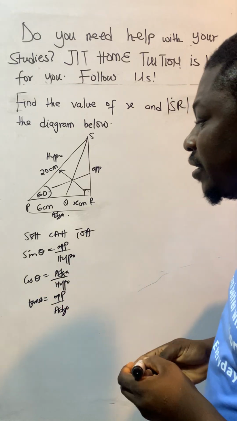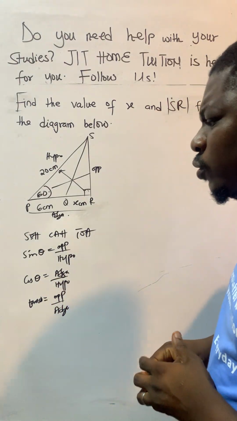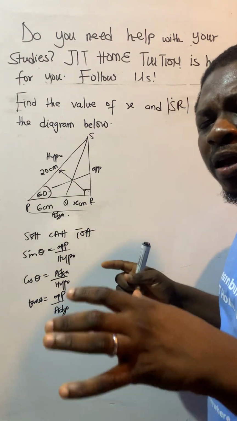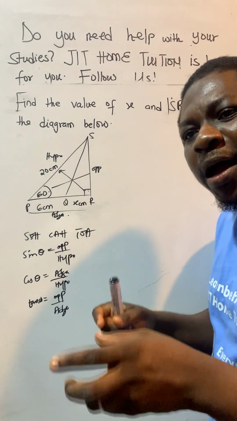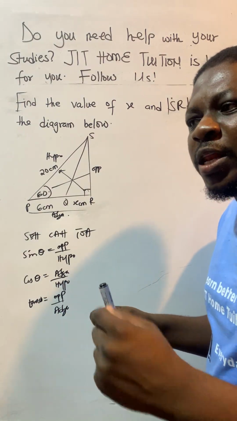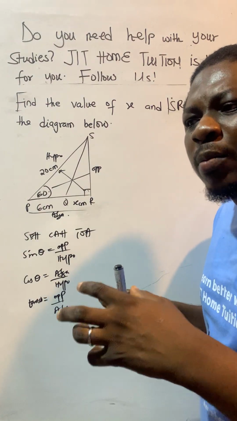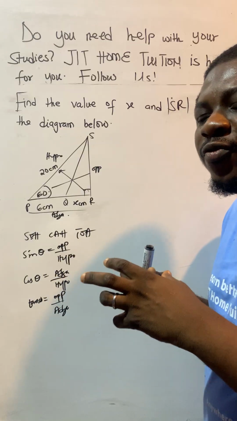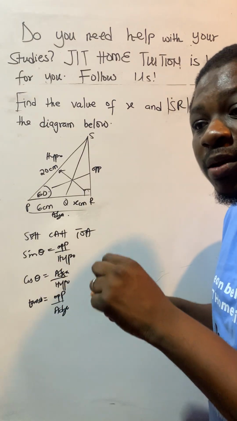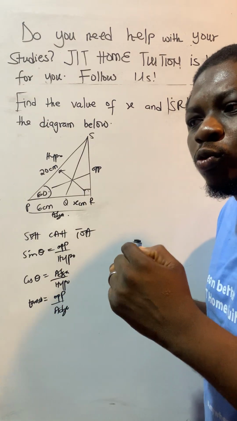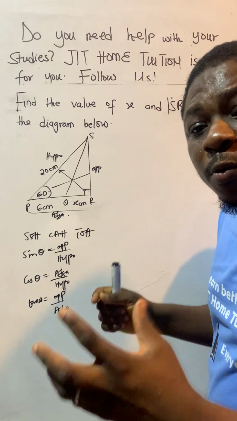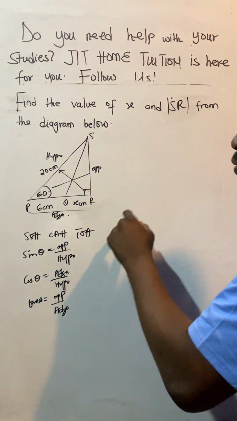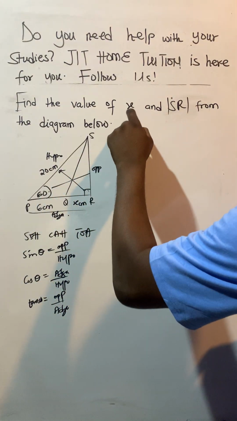So whenever a question is given to you, you need to ask yourself, what do I have, and how am I going to use what I have to get what I want? And if I don't have the full information to solve what I am looking for, what do I need to do to get it, or how do I go about getting it?